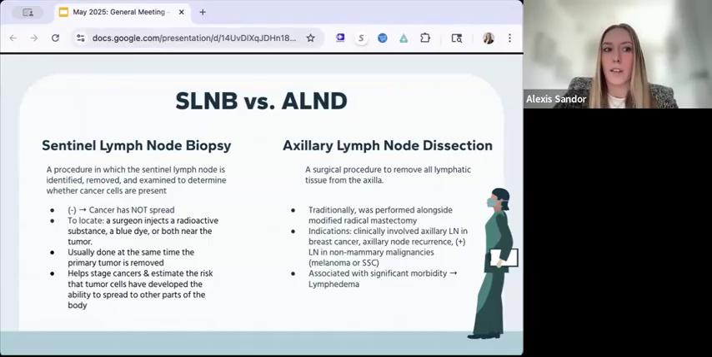On the other hand, axillary lymph node dissection removes all the lymph nodes in the axilla, and it's historically routine with mastectomy, or at least it was. And it's indicated for clinically involved lymph nodes or recurrence. However, it unfortunately carries a significant morbidity, and most notably due to lymphedema.